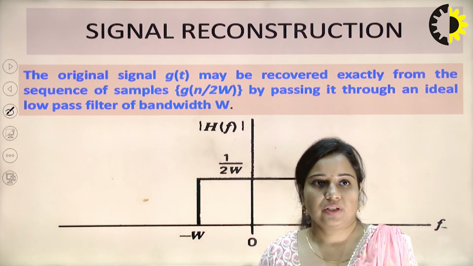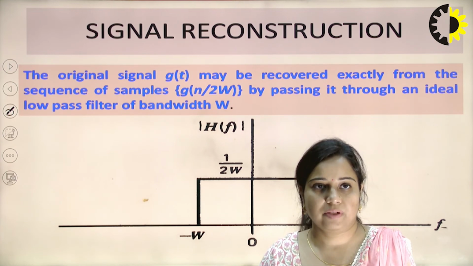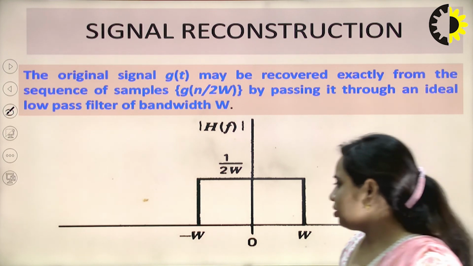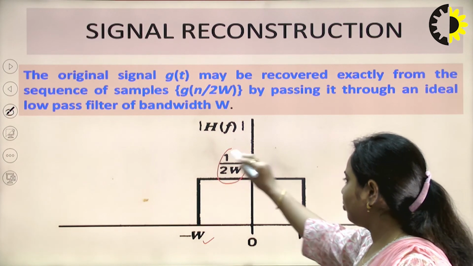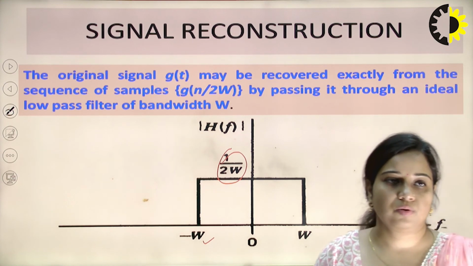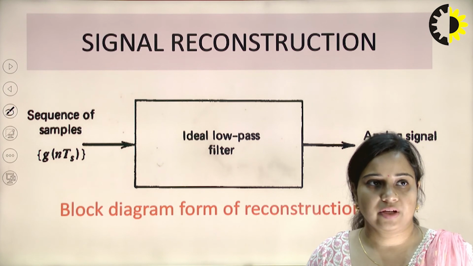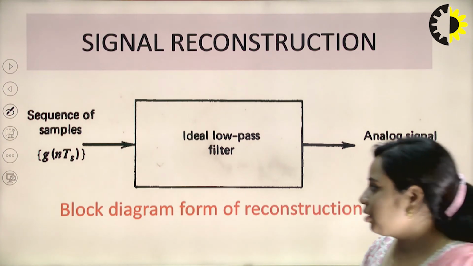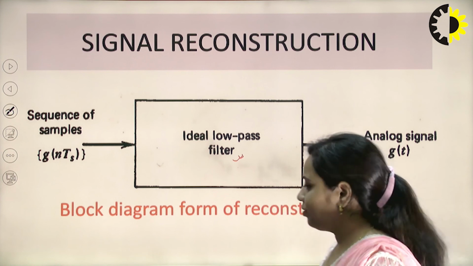Now, next, the original signal may be recovered exactly from the sequence of samples by passing it through an ideal low pass filter, which is denoted by this particular waveform from minus W to plus W, and the amplitude will be 1 upon 2W. So, that will be the H(f) transfer function of the particular filter. Now, this is the signal reconstruction. The sequence of samples is given by this particular equation. It is passed through an ideal low pass filter. Now, this is basically a reconstruction filter.